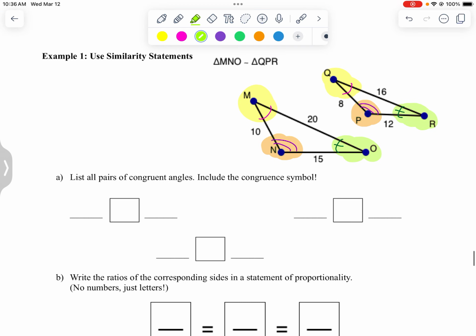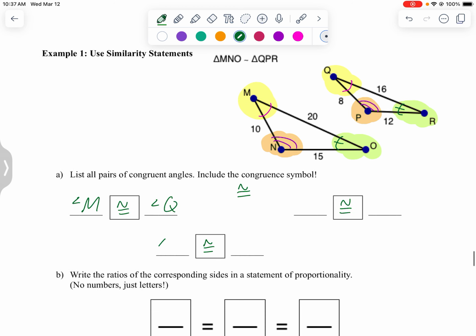Okay, so part A says list all pairs of congruent angles, include the congruency symbol. So again, this is my congruency symbol. Right off the bat, I can go ahead and put the congruency symbol in the little box. Let's match up the congruent angles. So we said angle M is congruent to angle Q. We have angle N is congruent to angle P. Then I have angle O is congruent to angle R. And that is it for step 1.